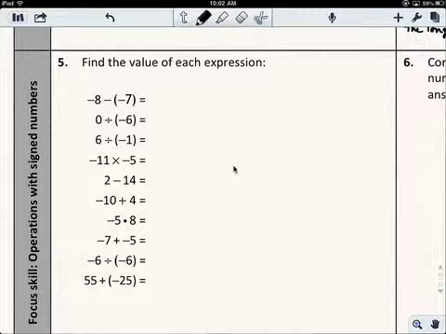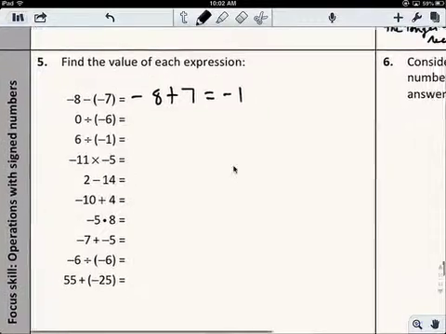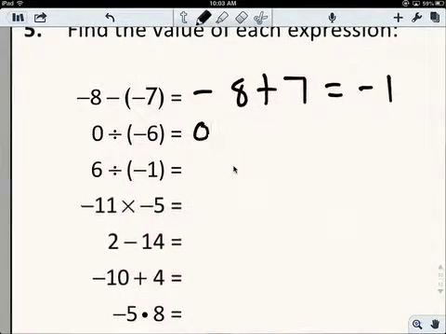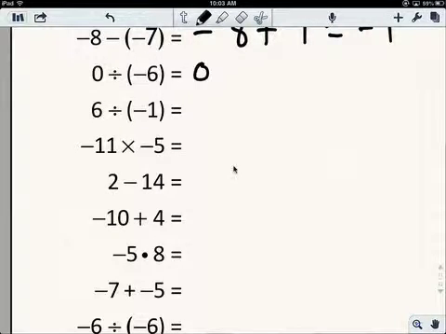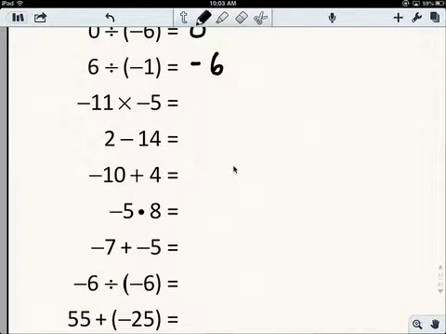So -8 minus -7 is -8 plus 7 because minus and negative is adding, and that's -1. 0 divided by -6 is 0 because anything divided into 0 gives you 0. 6 divided by -1 is -6 because a positive divided by a negative is a negative. 6 divided by 1 is 6. Negative times a negative is a positive. 11 times 5 is 55.